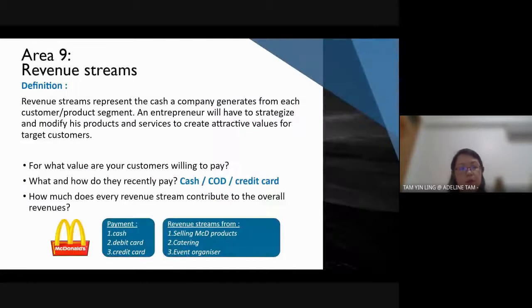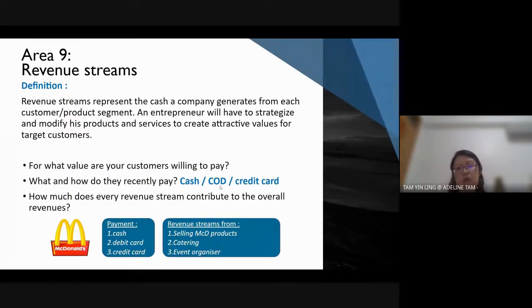And last, revenue stream. It represents the cash that a company generates from each customer or product. So an entrepreneur has to strategize and modify his product or service to create attractive values for target customers. So we ask, for what value are your customers willing to pay? First, how much are customers willing to pay? And how do they recently pay? Is it cash?